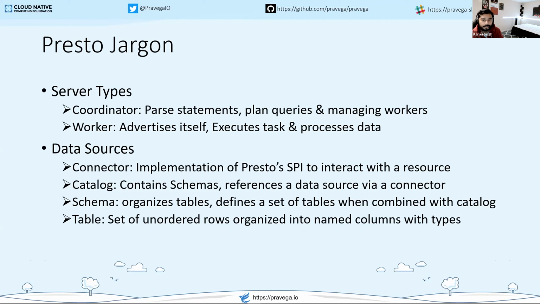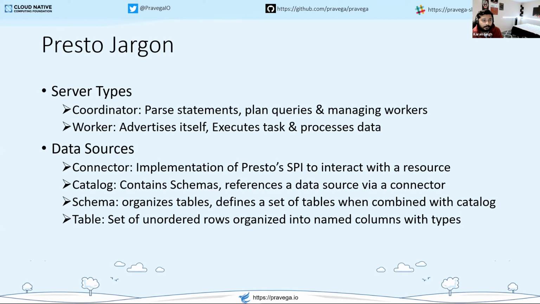Talking about data sources, the way Presto defines it is in 4 things. Number 1, the connector, which we will talk about later, the Pravega connector. Similarly, Presto has multiple connectors. It has connectors like Elasticsearch, it has connectors like MySQL, MongoDB, and several other data sources, which it refers to as connectors. A connector is nothing but an implementation of Presto's SPI to interact with the resource.